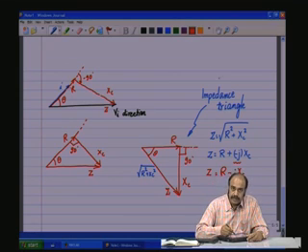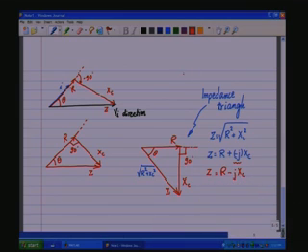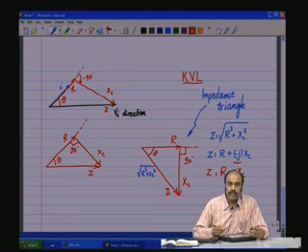The impedance triangles are obtained when we are applying the Kirchhoff's voltage law to the loop. What happens when we try to apply Kirchhoff's current law?